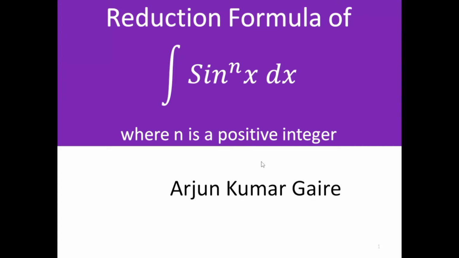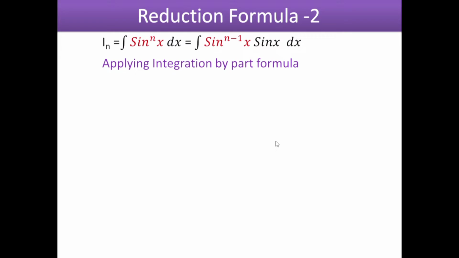Today we are going to find the reduction formula of higher power of trigonometric function. Here the function is sine, so the integration of sine to the power n x dx, where n is a positive integer. This is the second reduction formula. We have evaluated the first reduction formula in the previous question by applying the integration by parts formula.